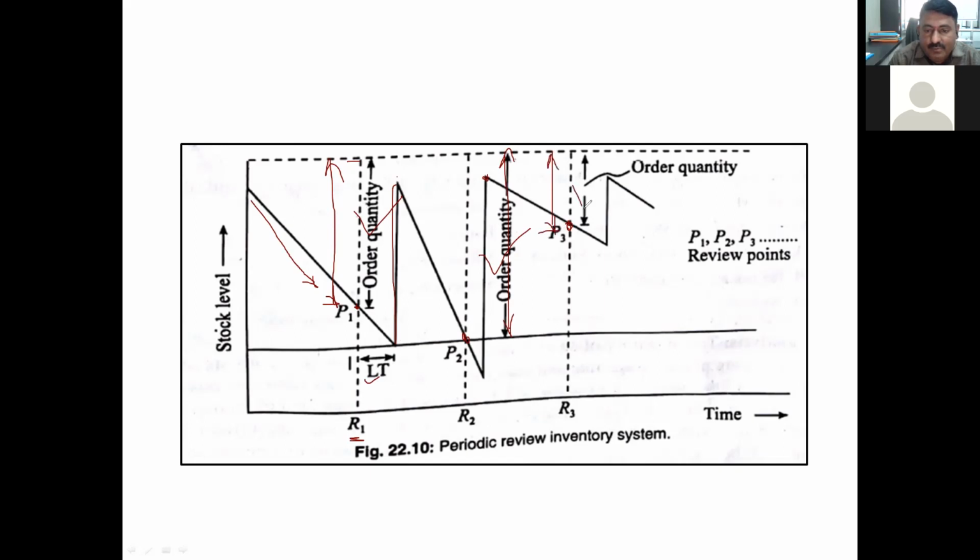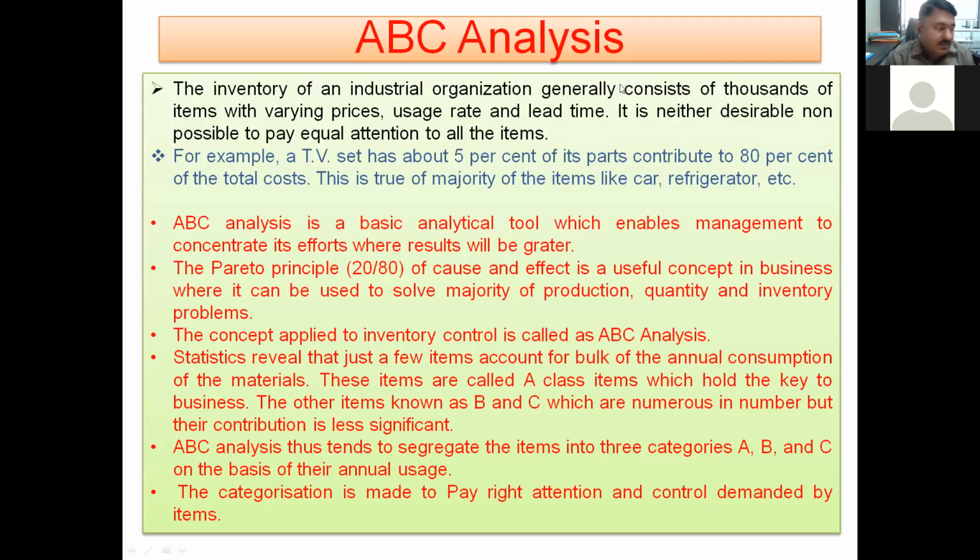In order to make the full order quantity, you have one for it, and the cycle continues. So P1, P2, P3, these are the review points. Here, these are the review points where the orders are given, R1, R2, R3, and you can see here every time the ordering quantities vary. So here the time interval is fixed, but the ordering quantity varies by taking the review at that particular time. At those review points, what is the quantity available and what is the quantity required to make it full, you can say maximum level. Okay, so this is about, friends, the P system and Q system.